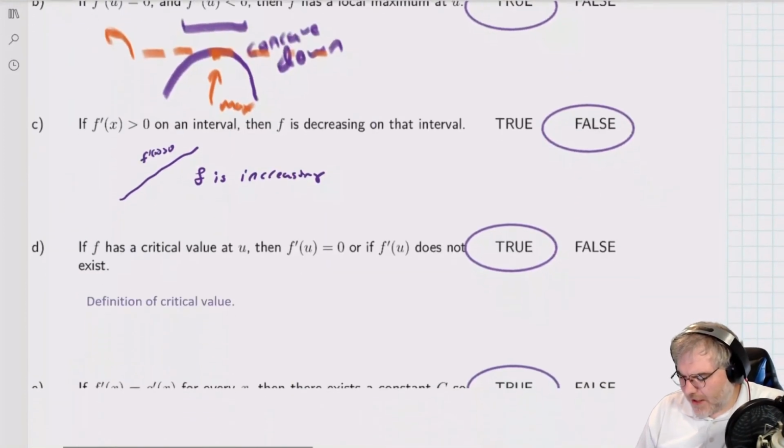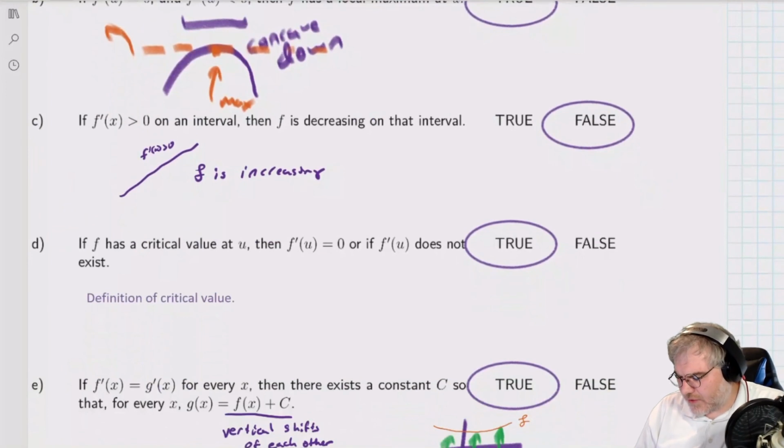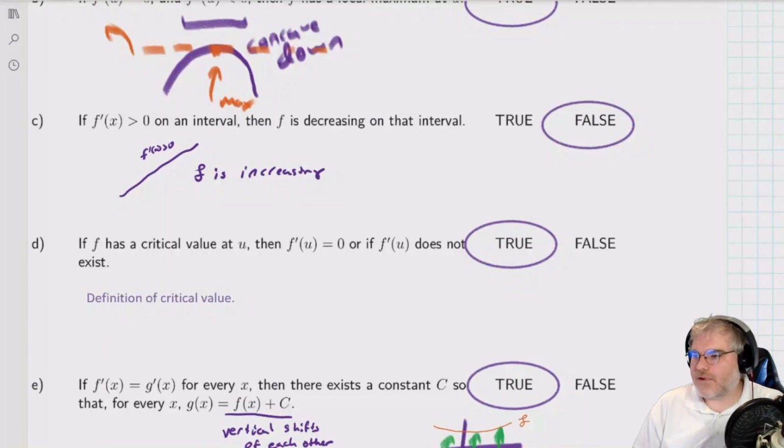If f has a critical value at u, then f prime of u equals 0, or f prime of u does not exist. Yes, that's the definition of a critical value. All right, so one to five. How do we feel about that one?